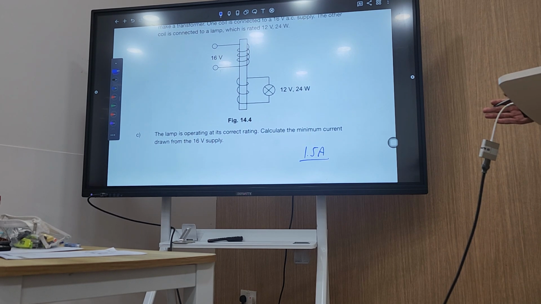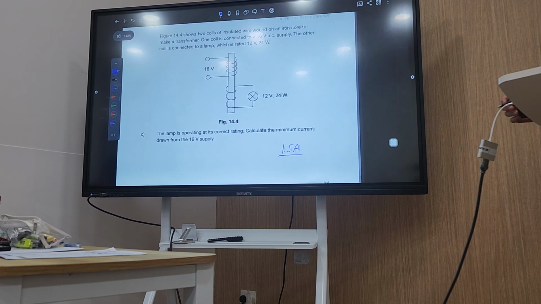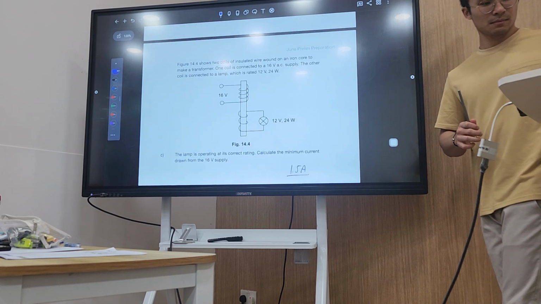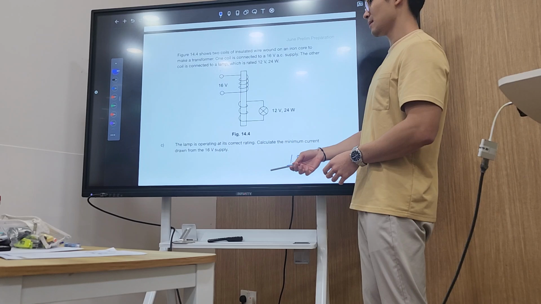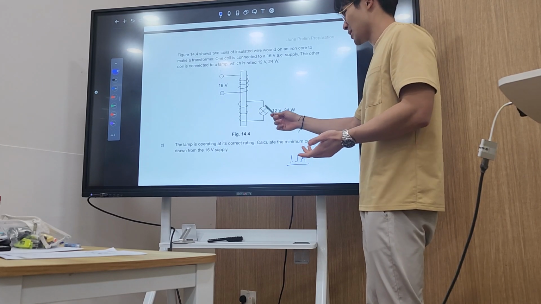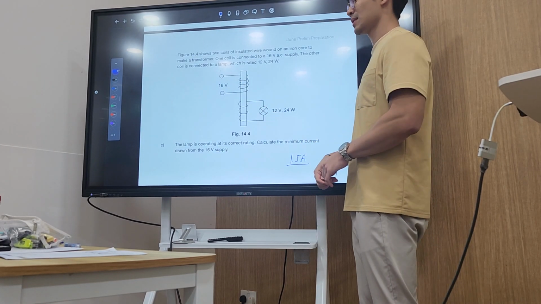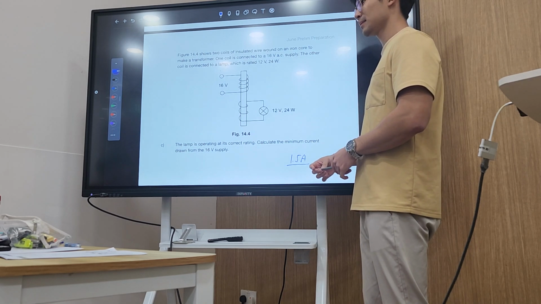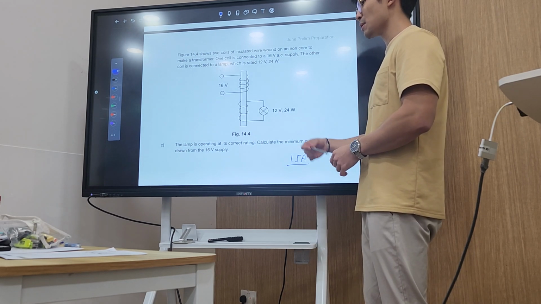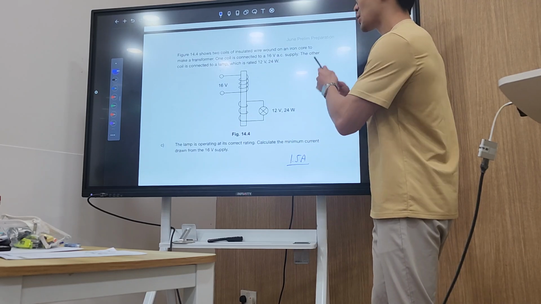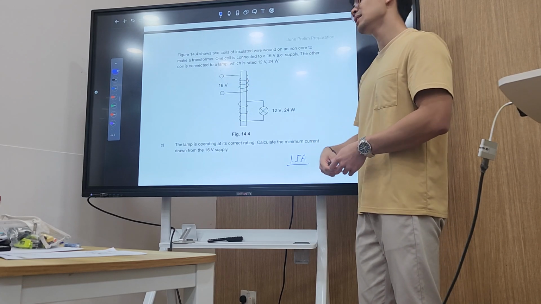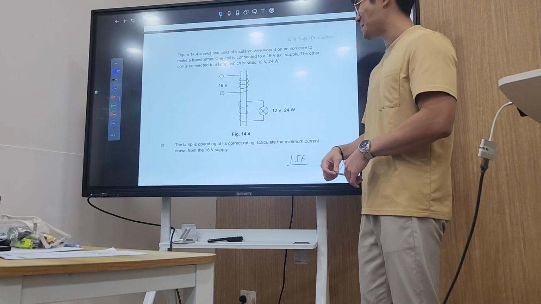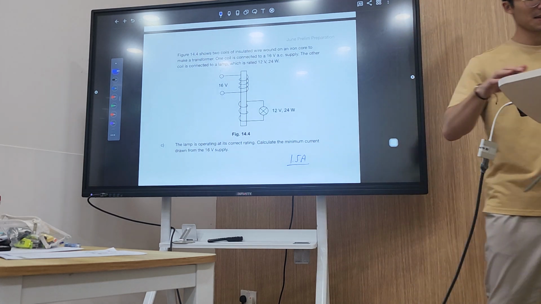No. Why no? Okay, Harry, tell me. This is 24 watts. So it's 2A. Okay, 2A. Sure. What's the power that you output here? Power. What's the one thing that makes a transformer work? Same power. So that also 24 watts, right? What's the current? Oh, 24 divided by 16. Okay. Next.